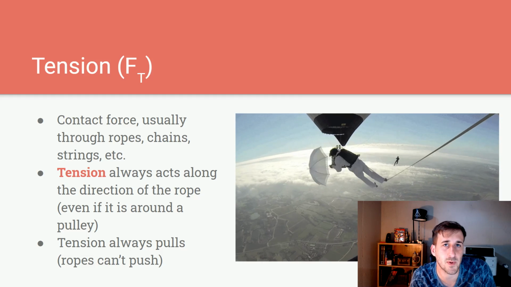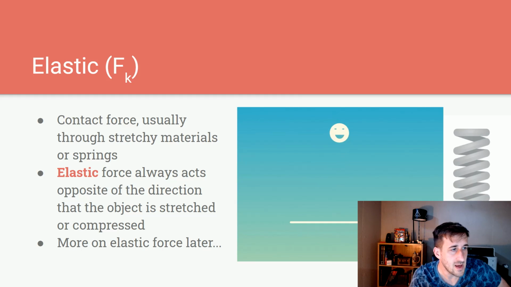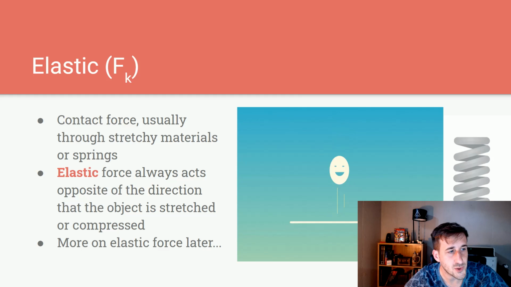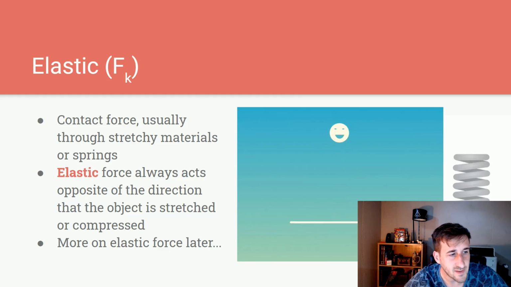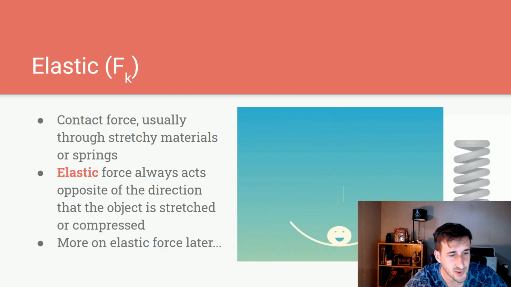And the other thing is that tension can only pull. You can't push with a rope. You can't push with a string. So this is something to think about. Oh, tension is capital T, so F capital T. Elastic forces. It's also a contact force, usually through stretchy materials or springs. An elastic force always acts opposite of the direction that the object is stretched or compressed.